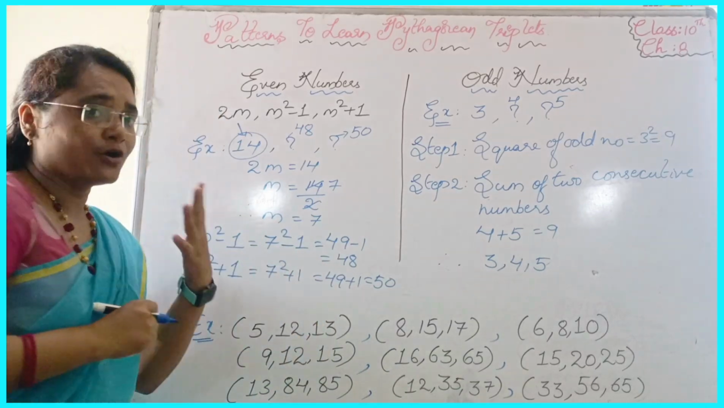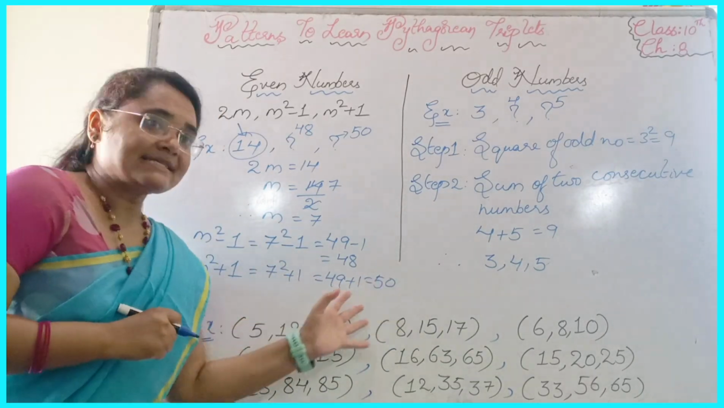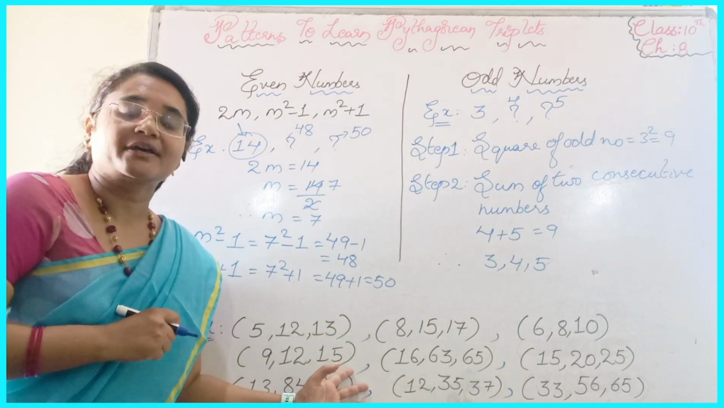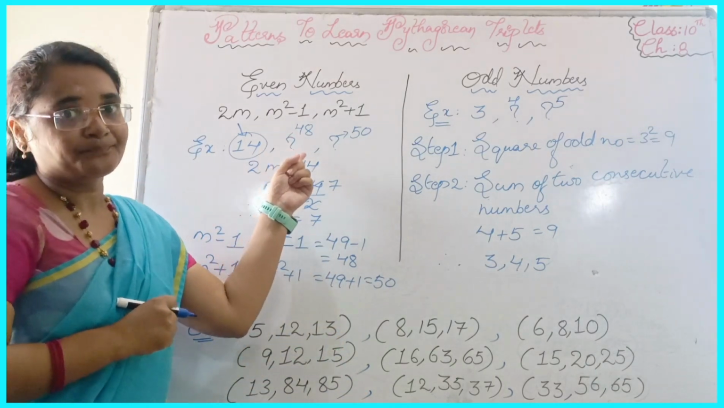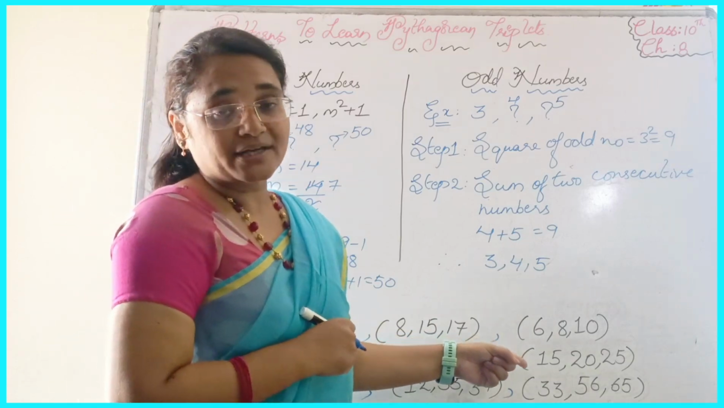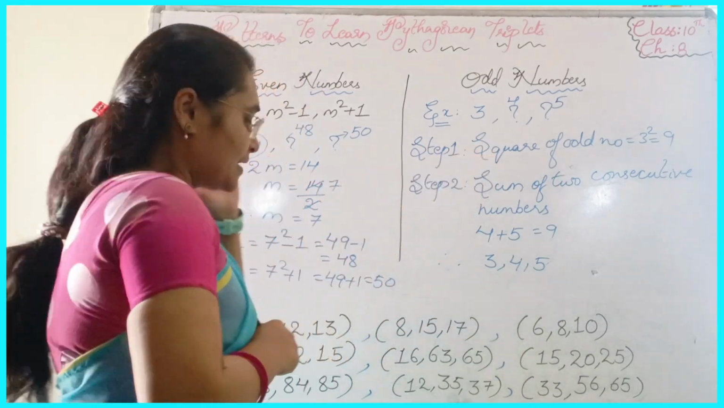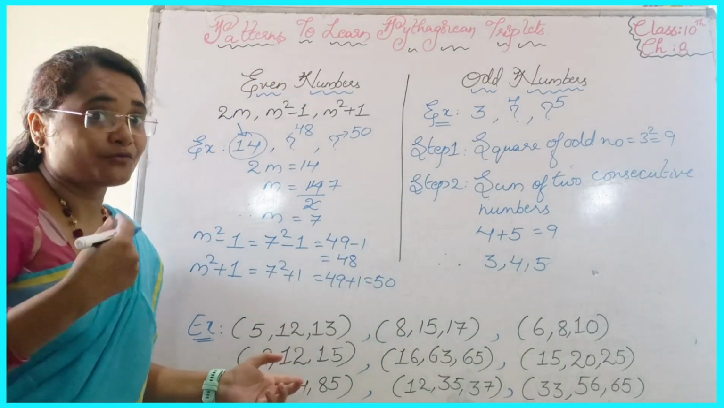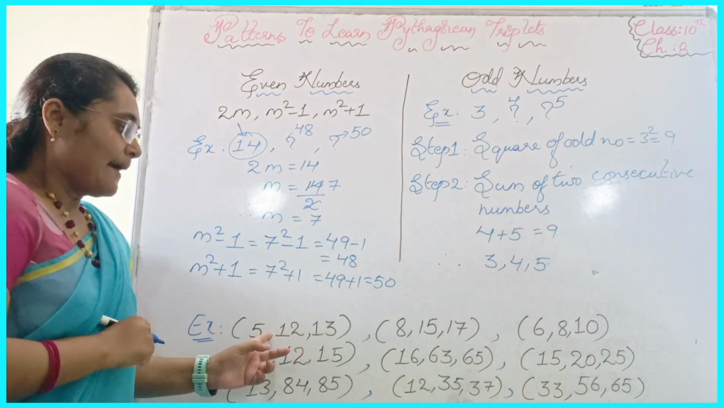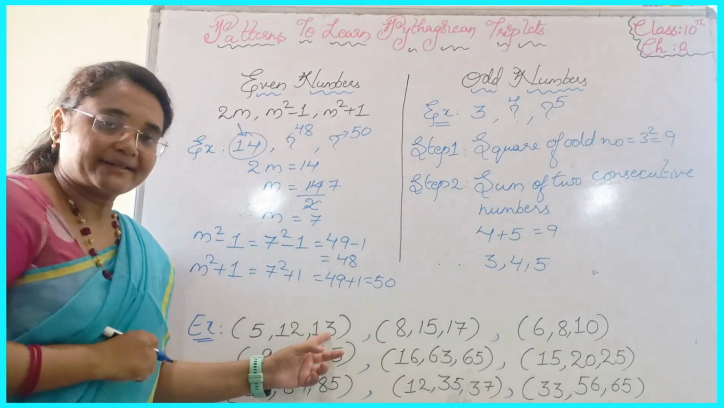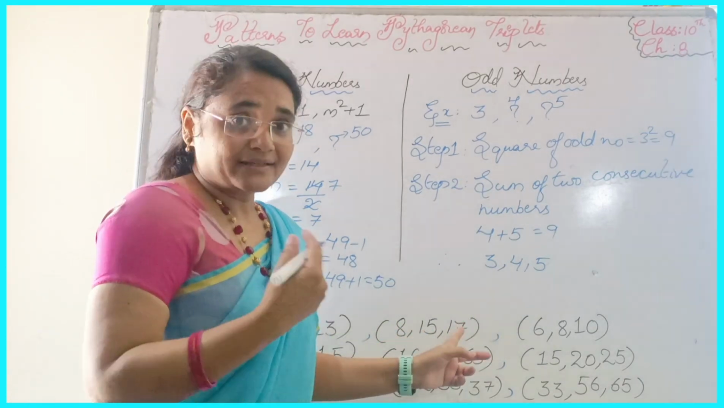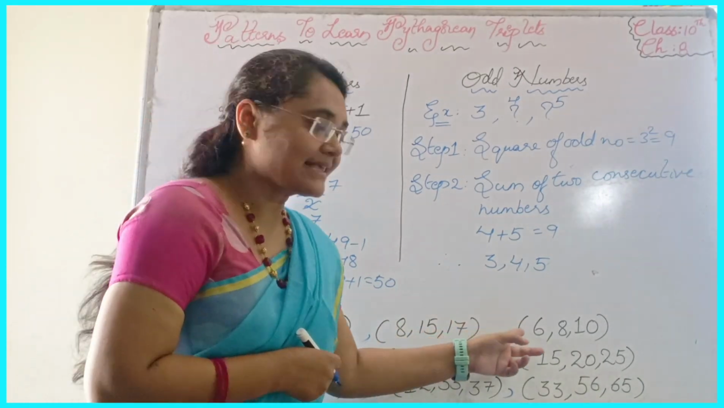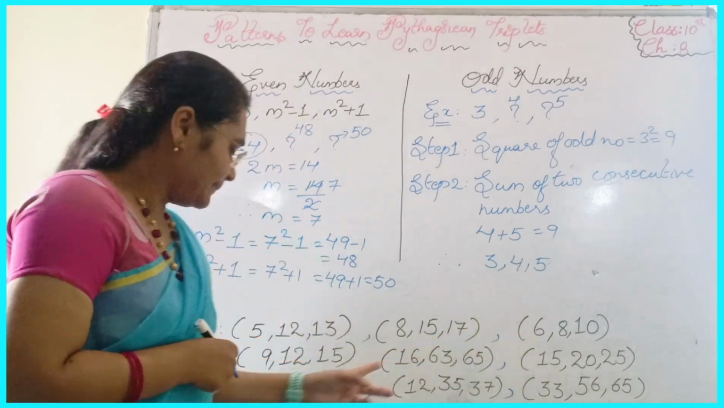Let's move to your homework today. These examples I have given, students, just verify by taking one number as an even number and following the pattern, and another number as an odd number and following this pattern. The examples I have given to you as homework you can find out. 5, 12, 13 is a Pythagorean triplet. 8, 15, 17, one more Pythagorean triplet. Next one is 6, 8, 10.